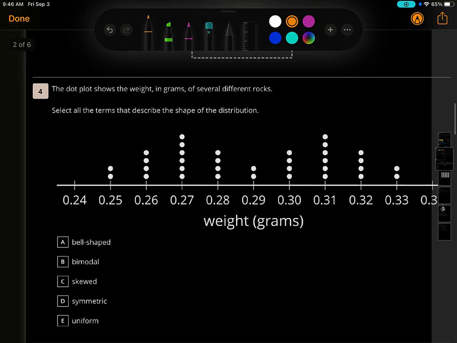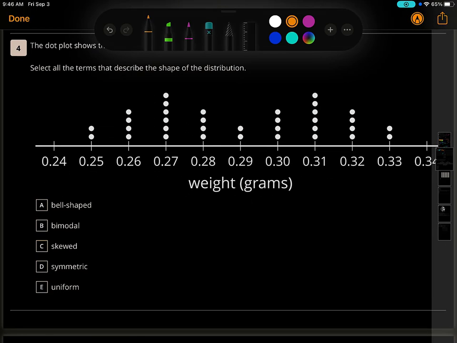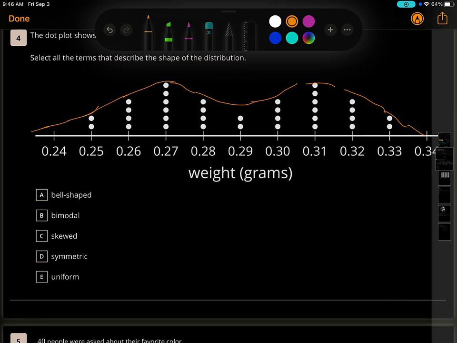Alright, question number 4. The dot plot shows the weight in grams of several different rocks. Select all the terms that describe the shape of the distribution. So we have a dot plot here. And what you're going to do is you're going to draw your mountains over the data. Covers the peaks there. Alright, with these mountains now, let's talk about this one.